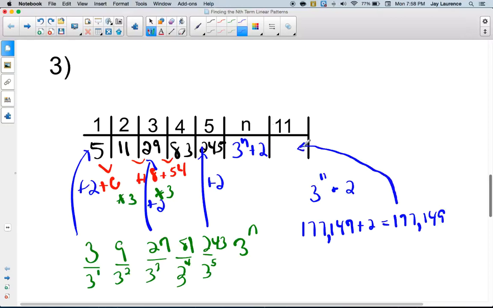All right, that's it. You've learned how to do linear patterns. You've learned how to do quadratic patterns. And now you've learned how to do exponential patterns. Wow, you guys are really ahead.